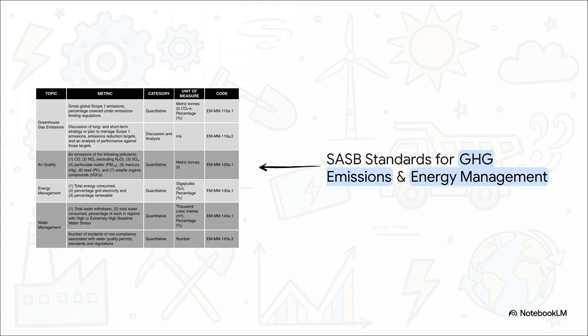To track all those gases, we rely on some very specific accounting frameworks. Today, we're zeroing in on 2 main SASB codes. EMMM 110A.1, which dictates exactly how we measure gross global Scope 1 emissions, and EMMM 130A.1, which outlines total energy consumption. Mastering these 2 specific codes is absolutely the bedrock of environmental reporting in the mining sector.